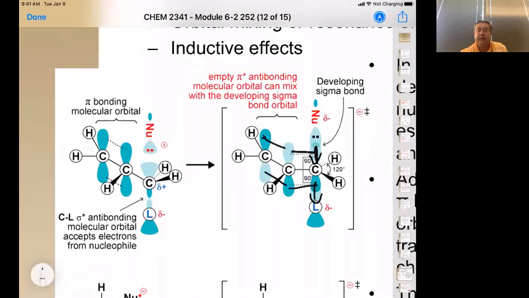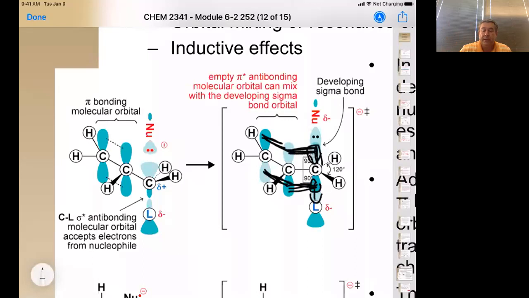Because it can donate electron density and help align this transition state, it actually speeds up the reaction. The sterics are out of the way because they're actually lined up with the p orbital and this new intermediate transition state. And then of course, when the leaving group leaves, we relax back to our sp3 hybridized state.